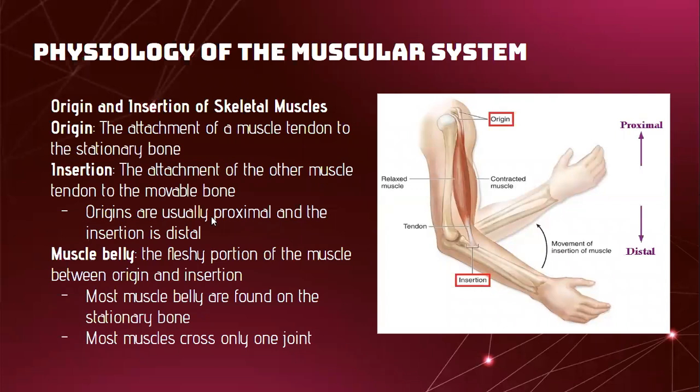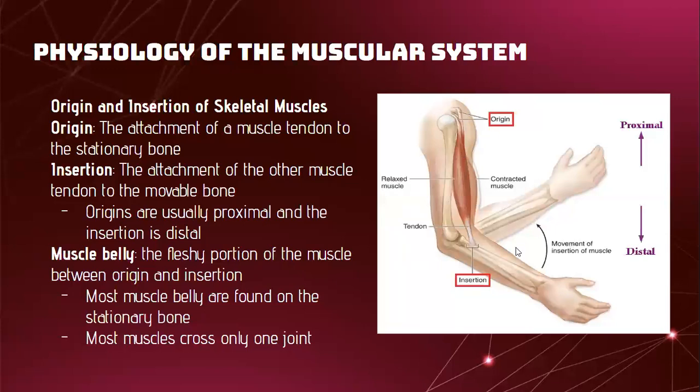And then insertion is movable, and origins are usually proximal and insertion is distal. If you recall from our first class with our directional terms, proximal means closer to the point of attachment, so closer to your shoulder for your arms and closer to your pelvis for your legs, and distal is farther from the point of insertion of a limb.